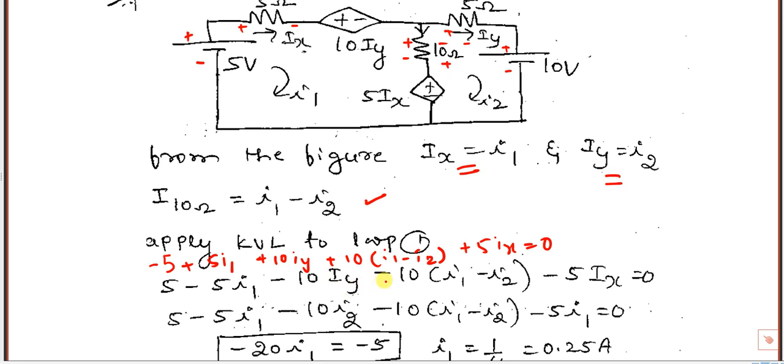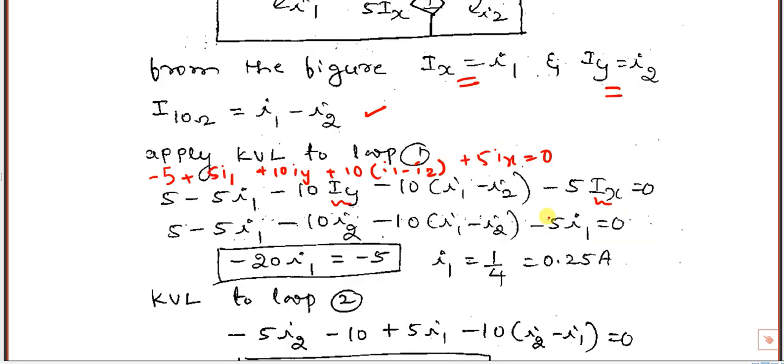As I told, the mesh equation should have only mesh currents, there should not be any unknown terms. So you have to replace IY by I2 and Ix by I1. So your equation should contain only I1 and I2. Then here, minus 10 I2 plus 10 I2 will get cancelled. This will also cancel with minus I2 plus I2. So only the I1 term is left. So 20 I1 is equal to 5. I1 is equal to 0.25 amps.